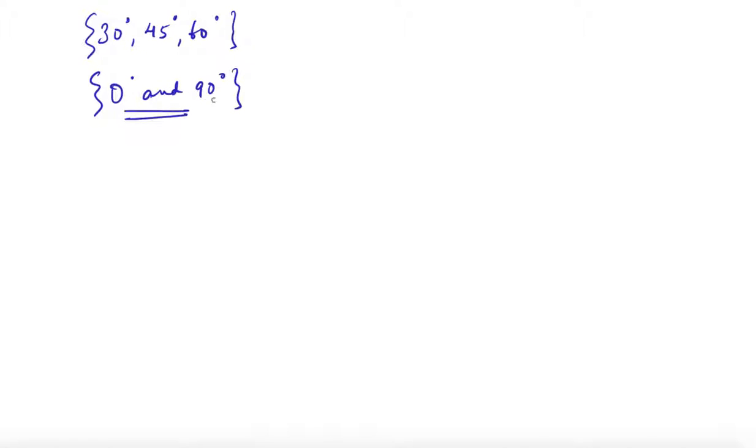So now, since you're very clear how to find the trigonometric ratios for 30 degrees, 45 degrees and 60 degrees, let us move on to finding the trigonometric ratios of 0 degrees and 90 degrees. See, frankly speaking, finding the trigonometric ratios for 0 degrees and 90 degrees is more about visualization.